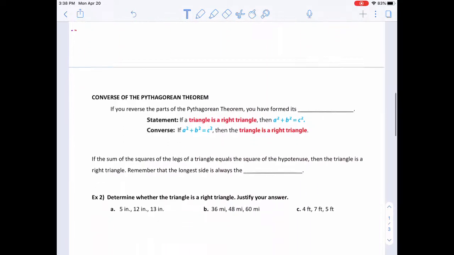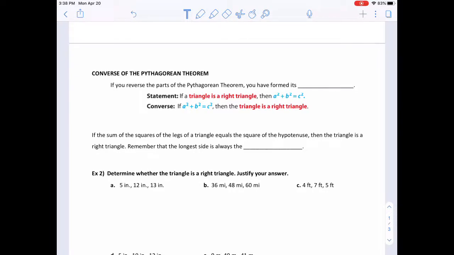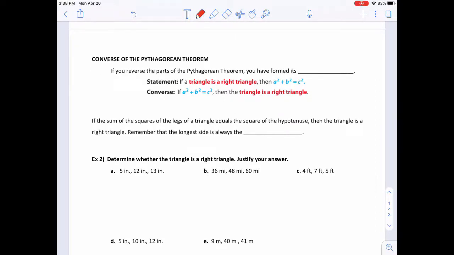Let's go ahead and look at the converse of the Pythagorean theorem. So if you reverse the parts of the Pythagorean theorem, you have formed its converse. Okay, so the Pythagorean theorem says that if it's a right triangle, a squared plus b squared equals c squared. Well, what if you have no idea of the angles, but you want to check? It kind of looks like a right triangle, but you're not sure. If you plug in the legs and the hypotenuse into the Pythagorean theorem, it should hold true. And if it does, then it is a right triangle.